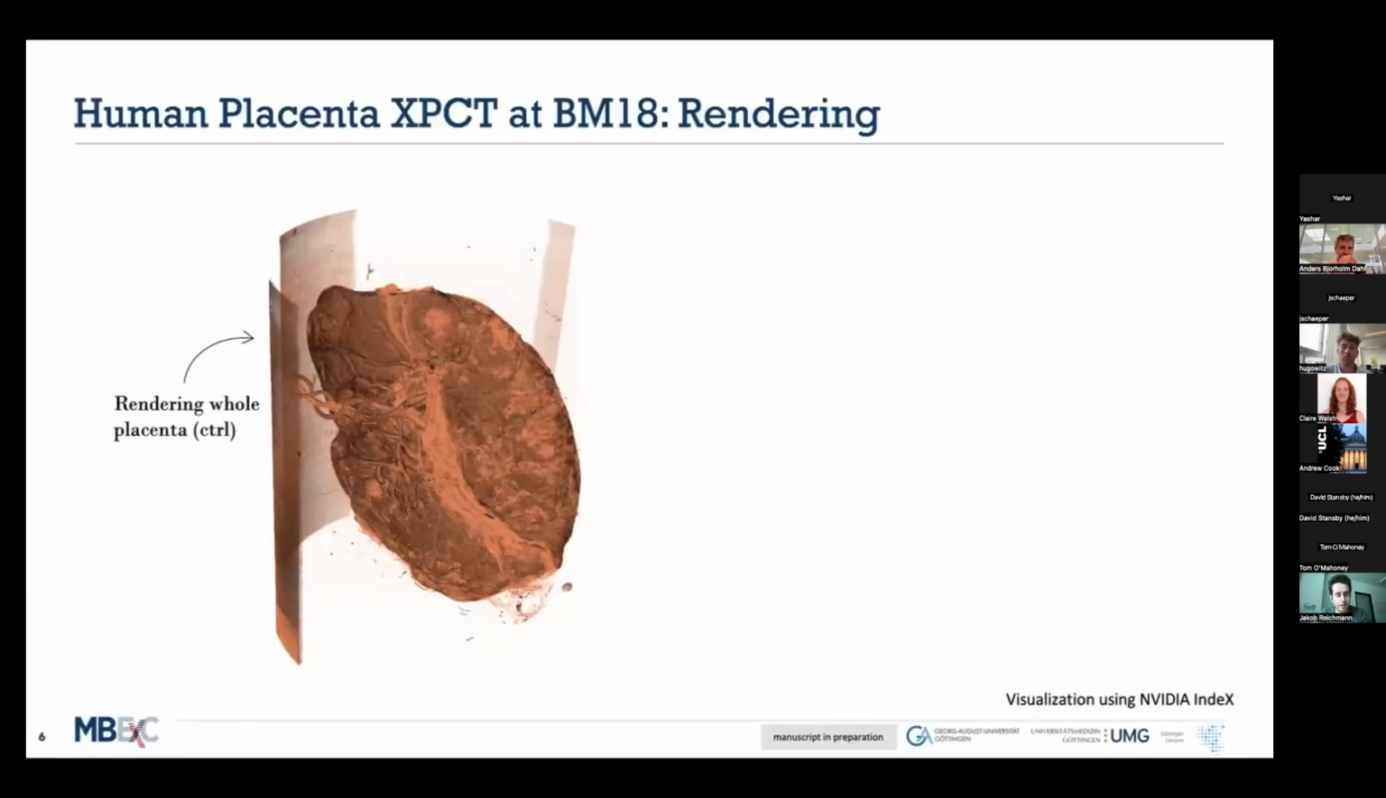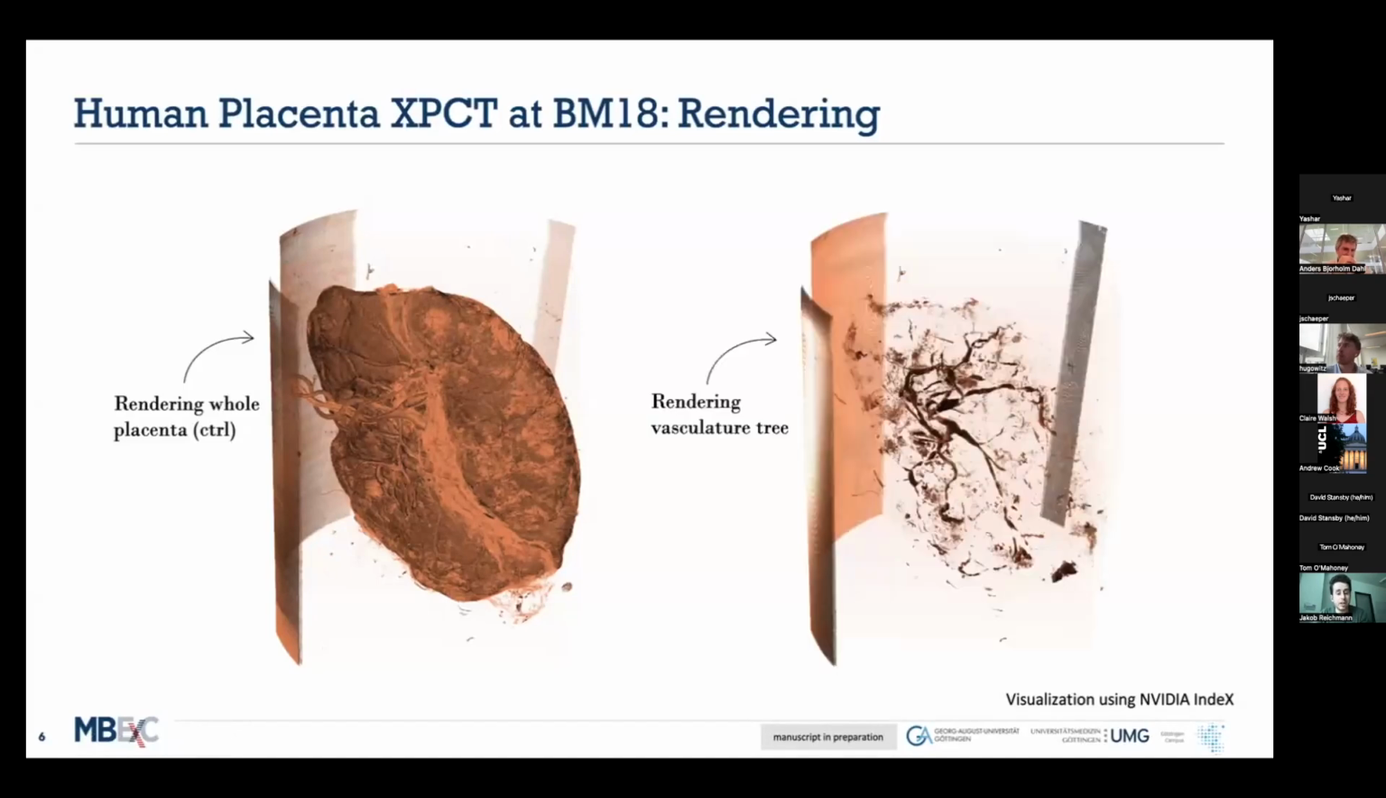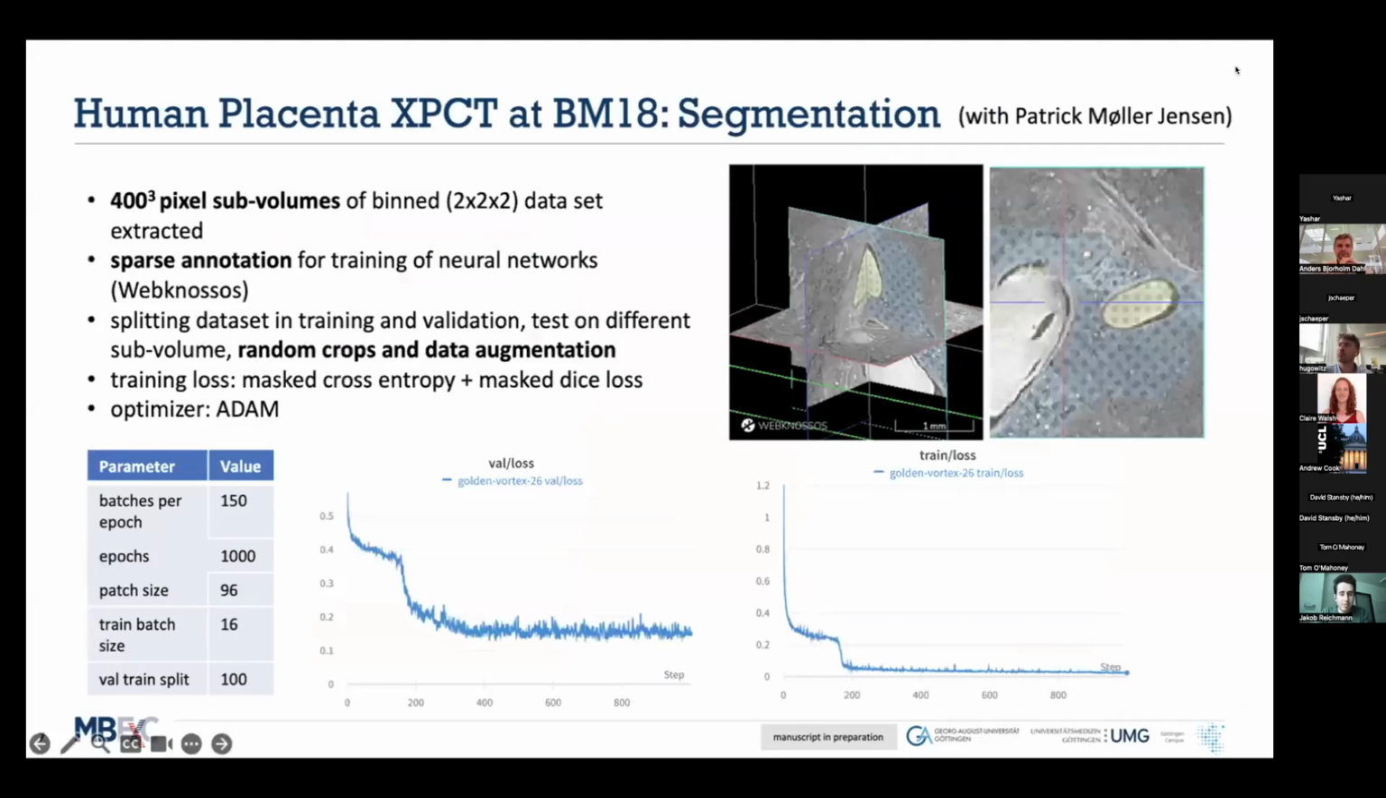So here, this is the result which we can basically achieve with the entire placenta just by rendering and by setting threshold parameters to segment our vasculature tree. But of course, to get quantitative measures, we need to segment this vasculature tree. And at this point, with the help of Patrick Møller-Jensen, also from DTU, we set up a UNet, which was pre-trained with micro-CT placental data, which was made accessible a few years back.